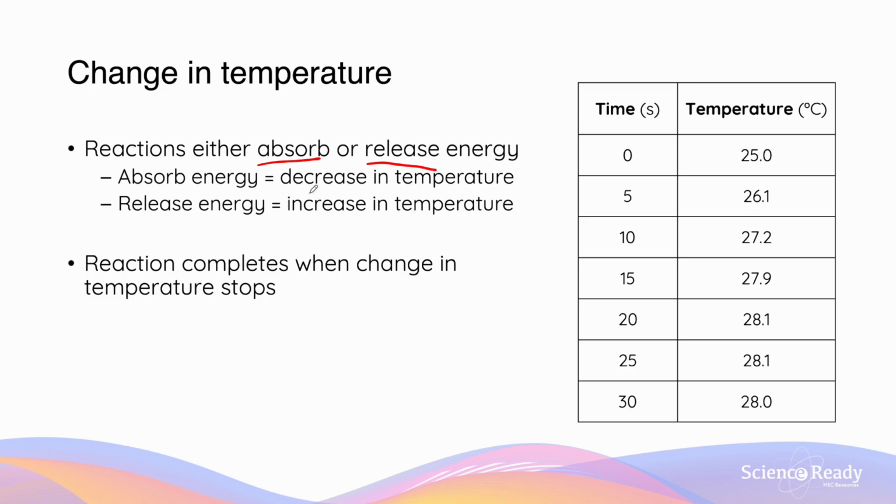Change in temperature can be measured as reactions all either absorb or release energy. So if we are absorbing energy from the surroundings, then the temperature of the surroundings is going to decrease. If we're releasing energy, then there's going to be an increase in temperature in the surroundings. And a reaction is going to be completed when the change in temperature completely stops. So what we see to the right-hand side is a table that shows the change in temperature of a reaction that releases energy. We can see that we are measuring an increase in temperature over a period of 30 seconds.